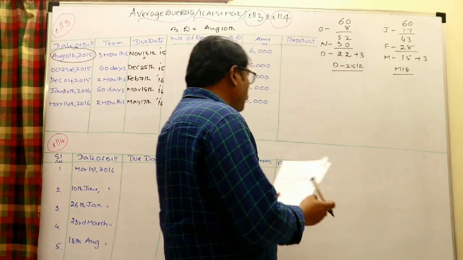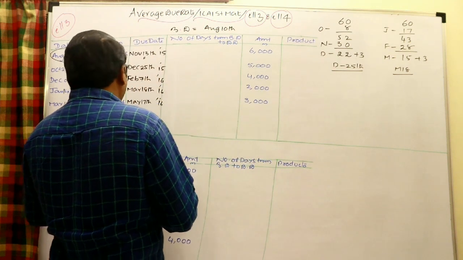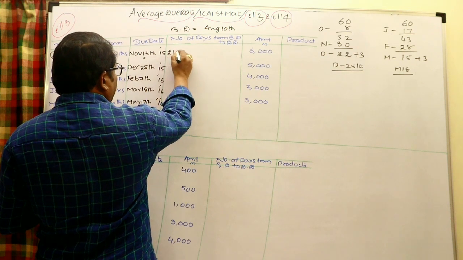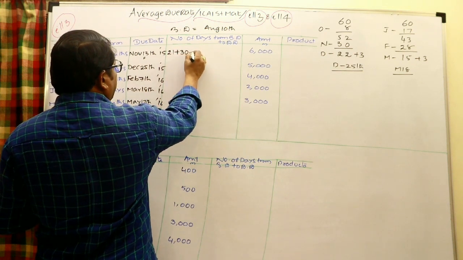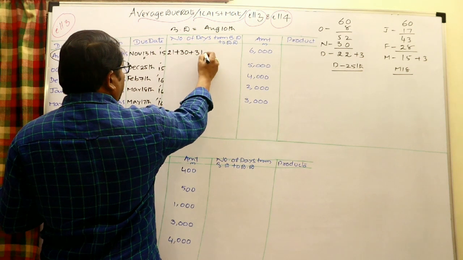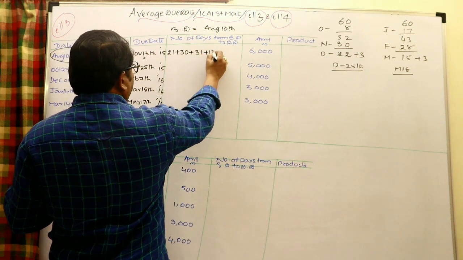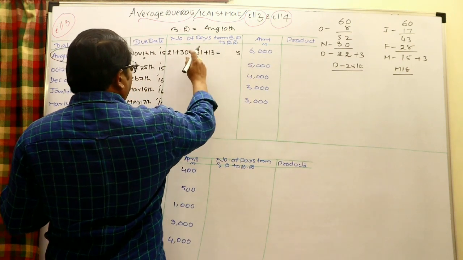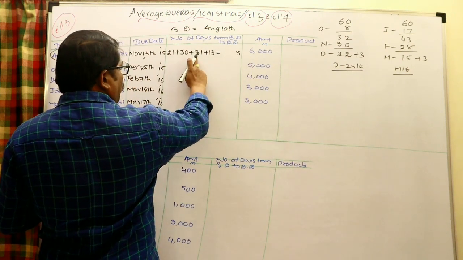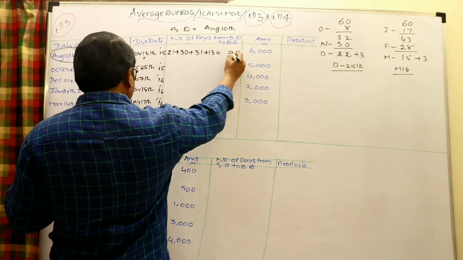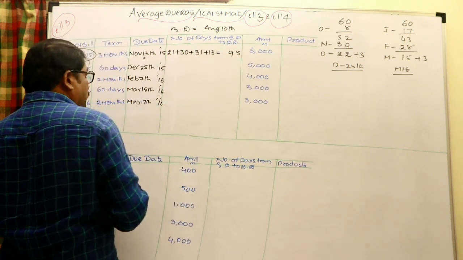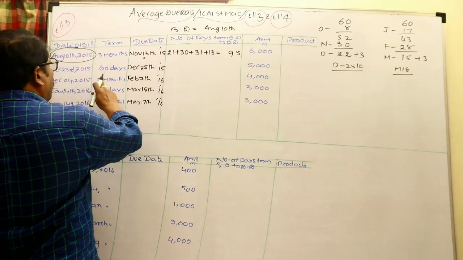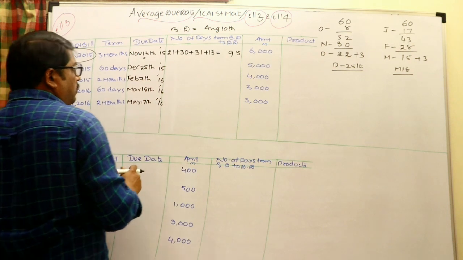Okay, from August 10th to November 13th: August 21 days, September 30 days, October 31 days, November 13. That makes 95 days.